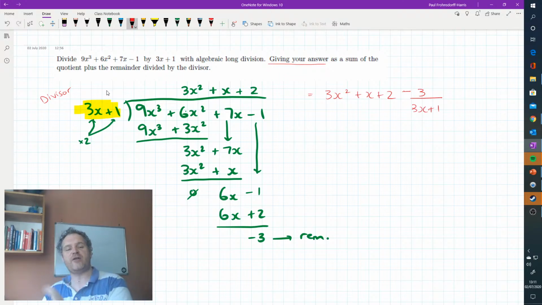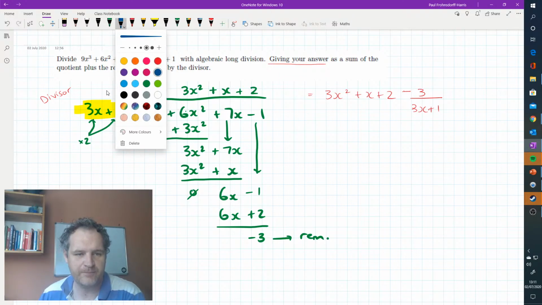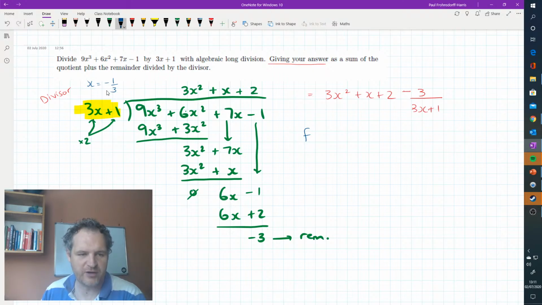Now, I did mention at the start of this video, this is going to be the remainder theorem as well. Well, the remainder theorem states that if I find the function of, if this was 3x plus 1, if 3x plus 1 equals 0, I want x to equal minus 1/3. Notice how 3 times minus a third is minus 1 plus 1 makes 0. Whatever makes the divisor 0, we're going to put in. And if we've got it correctly, the remainder theorem states that if I've done this right, the remainder should be minus 3.